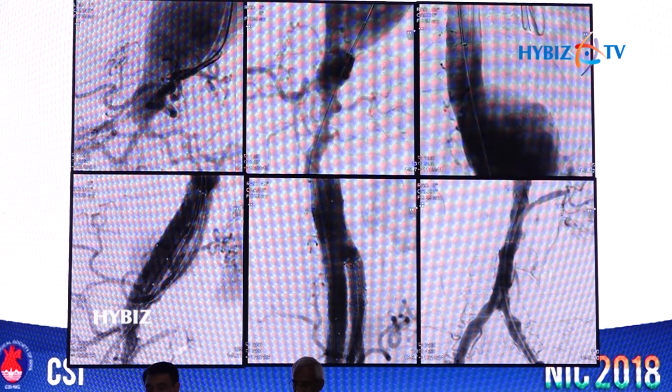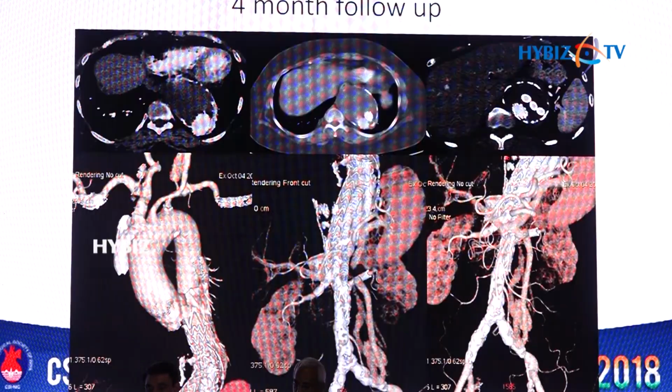This is a picture representation, upper panel showing the pre-procedure images. This is with the infrarenal aortic occlusion. This is 14 hours post-thrombolysis, and this is the completion angiogram pictures. This patient had come back for a follow-up 4 months down the line, giving significant improvement in symptoms.